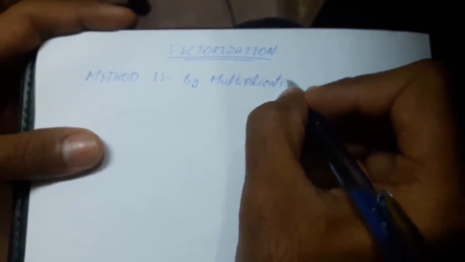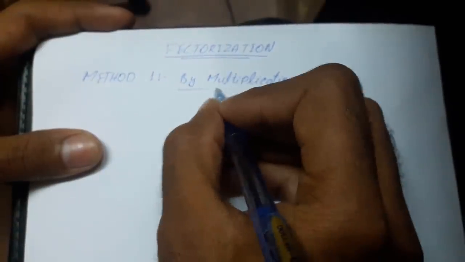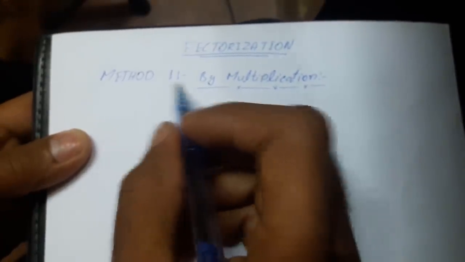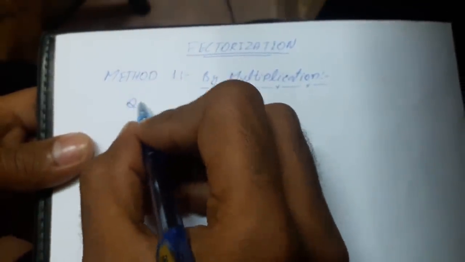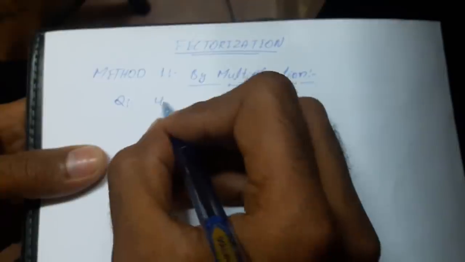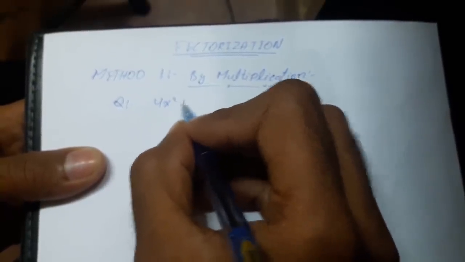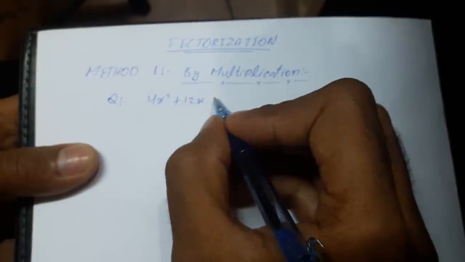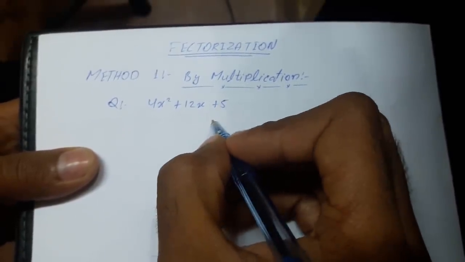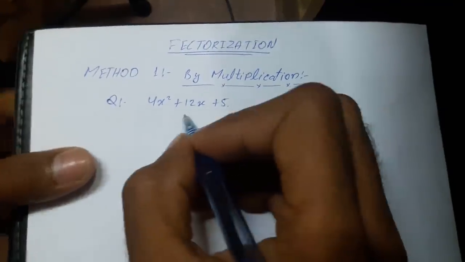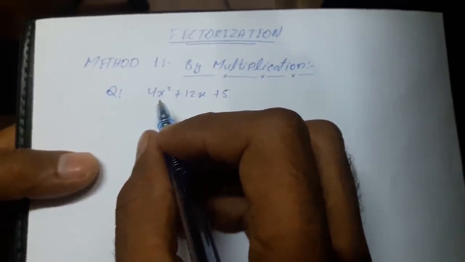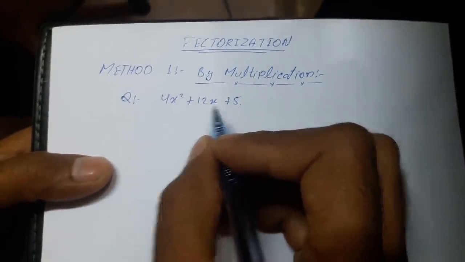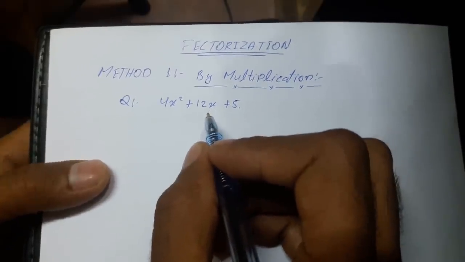You should know which method we are solving from. So question number 1, by method 1, by multiplication. The question is 4x square plus 12x plus 5. I took a question randomly. This question is 4x square plus 12x plus 5. So we need to solve this by method 1, by multiplication.